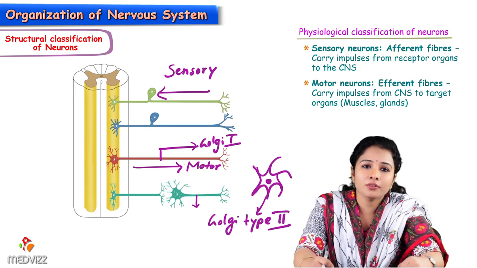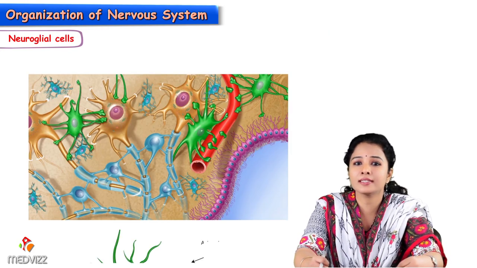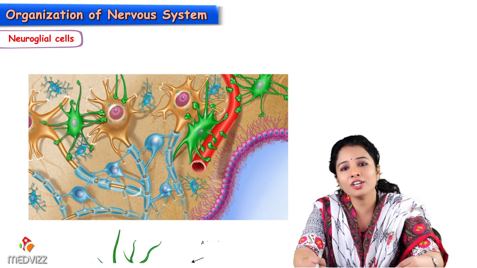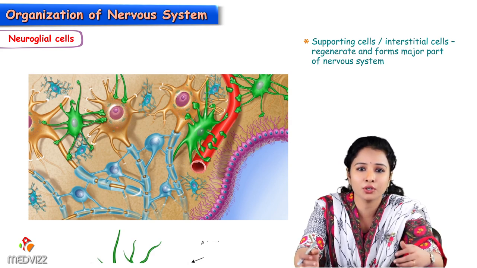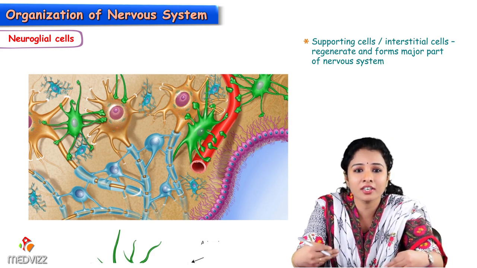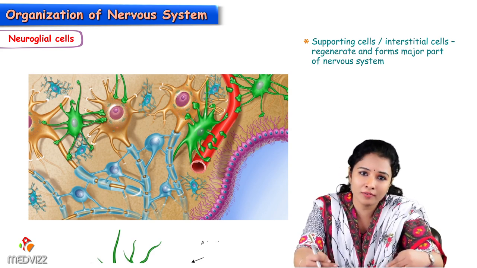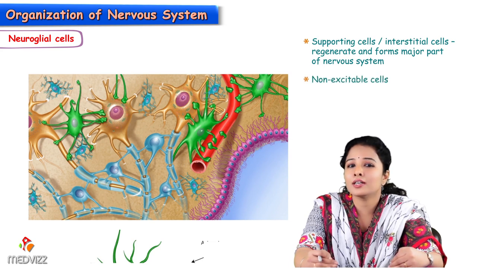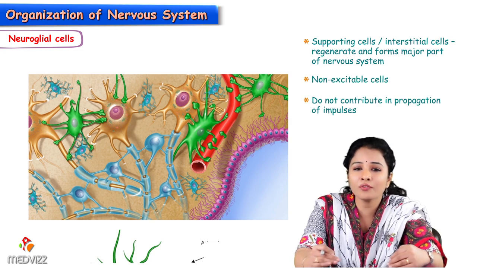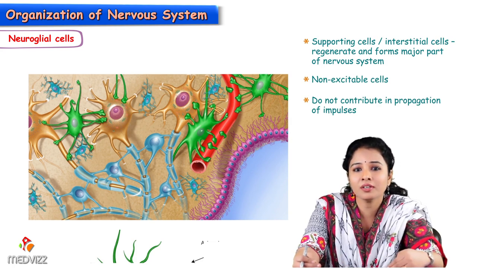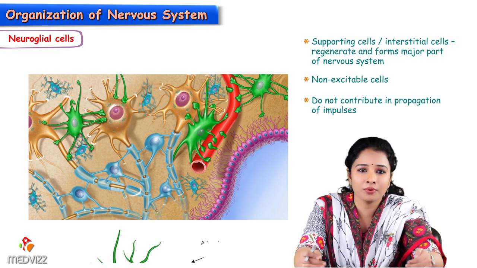So that is all about the neurons, and next we shall start with the neuroglial cells, which are the other type of cells present in the central nervous system. Neuroglial cells are supporting cells or interstitial cells present in between the neurons, which can regenerate, meaning they have the capacity to divide, and form the major part of the nervous system. These cells are non-excitable, so they do not contribute to the propagation of impulses and don't transmit information. They are just present around the neurons as supporting cells.